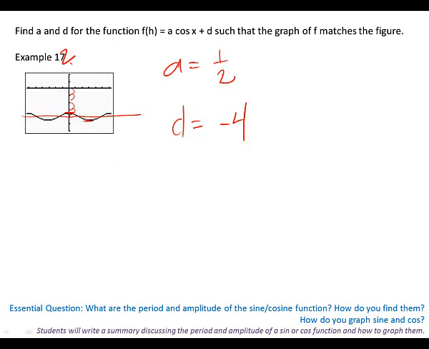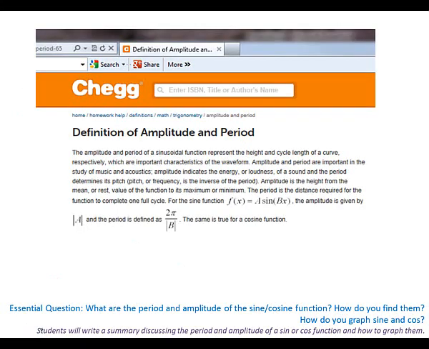All right, so the other thing I have on there for you, because it's always nice to see the real life example. When I put this in a few years ago, this is one of the things that came out with amplitude. So interesting in here, the amplitude and period are important in the study of music, acoustics. An amplitude indicates energy or loudness of a sound, and the period determines its pitch.